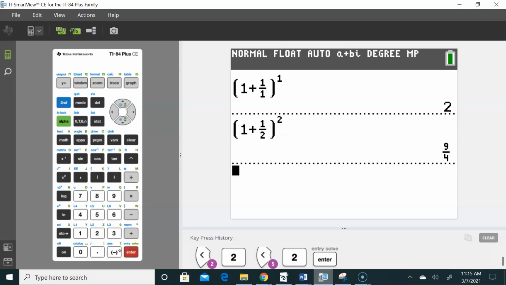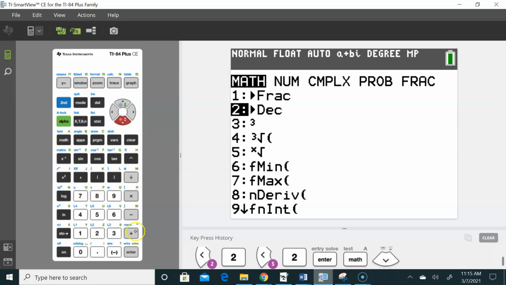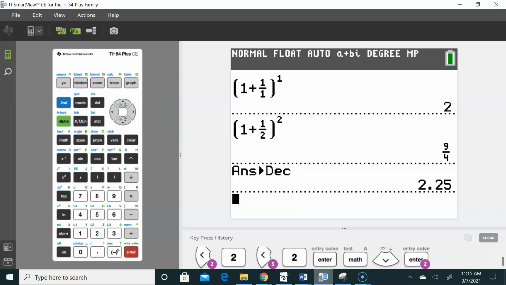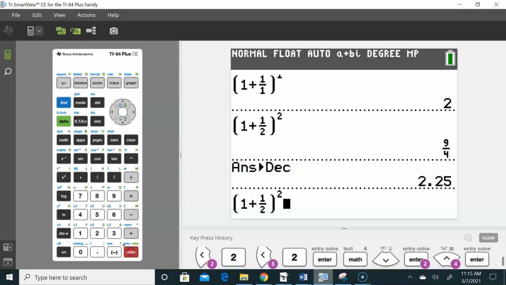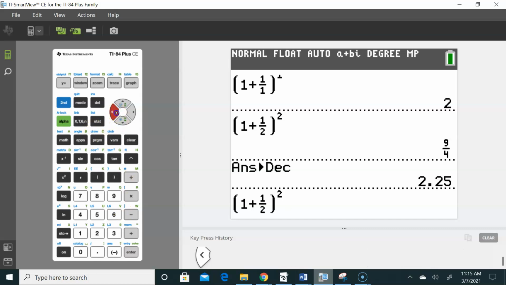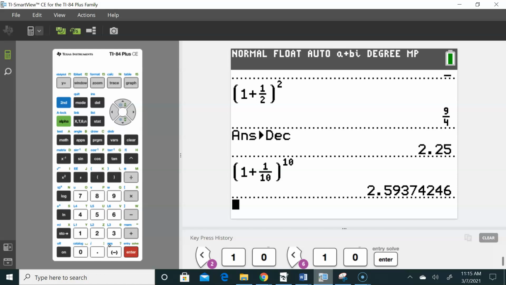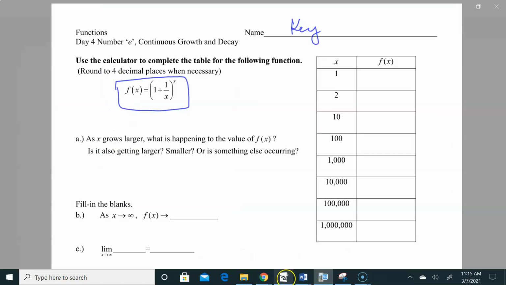I hit enter. I get 9/4, or if you want to make it a decimal, 2.25. Okay, because we're going to write everything as decimals up to 4 decimal places. Now when I want to do the next one, I could just capture this one above it. I'm going to change my exponent to 10. I'm going to change that denominator also to 10, and hit enter. And we get that decimal number. So I'm going to go back to the paper and I'm going to write in what we have so far.